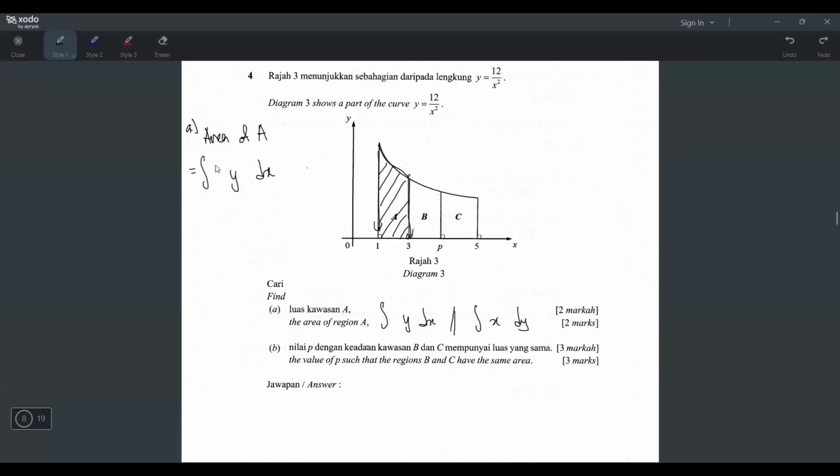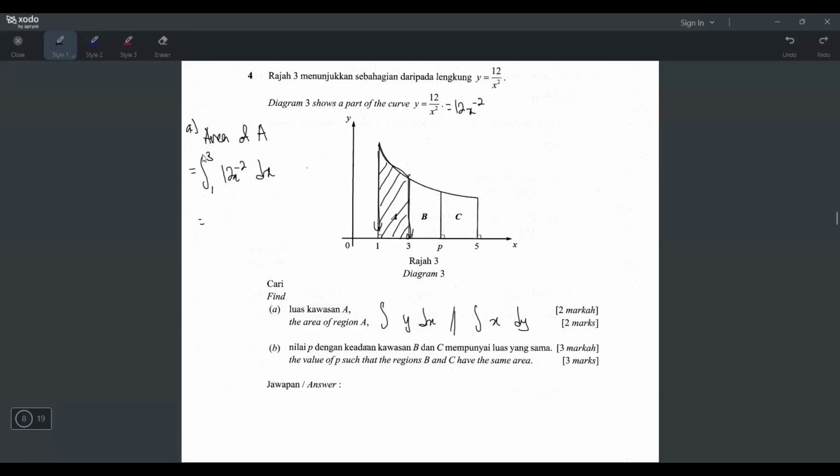Okay, so this is y, and what will be the limit? It will be from 1 to 3, right? So the small number has to letak bawah, the big number has to letak atas, right? Okay, for the y, I can just erase and put in the curve equation, 12 over x squared. But I know later I have to integrate. So when the x is dekat bawah, you tak boleh integrate tau. So why not you straight away pindah naik atas sekarang. So naik atas jadi macam ni. Okay, now I can start to integrate.